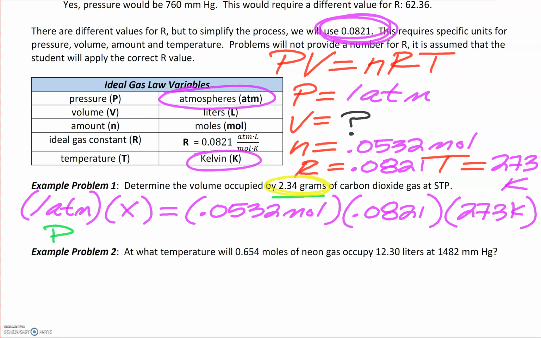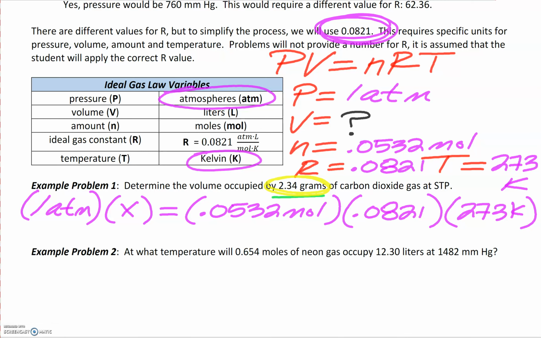Okay, so when we look at this, we can just double check. I mean, there's your P, there's your V, there's your N, there's your R, there's your T. Got everything that you need. And so now all we have to do is solve for x. And so solving for x here, pretty straightforward.